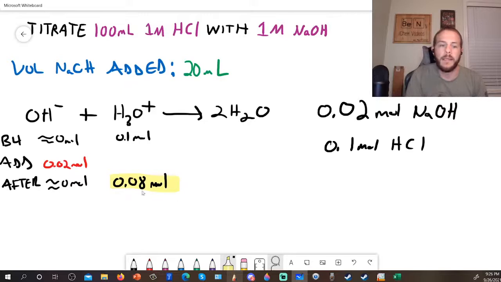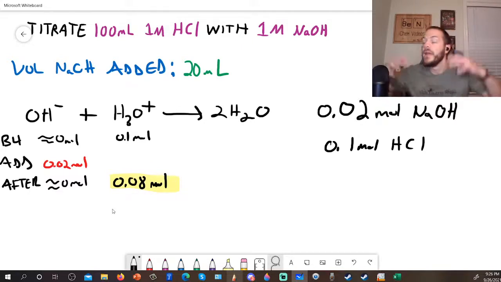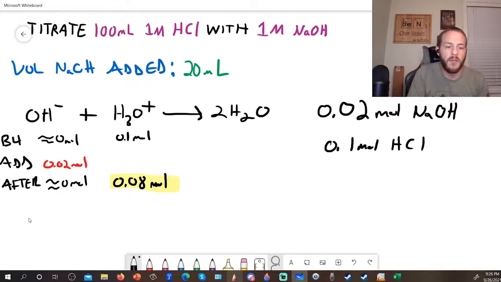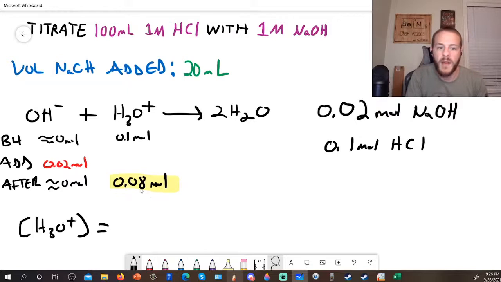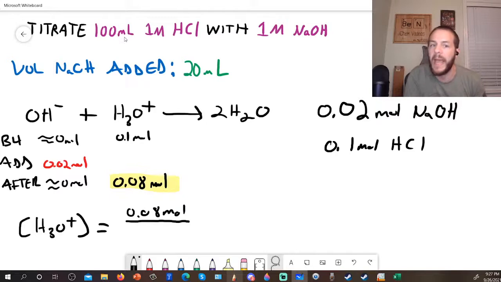Now we need to get that into a concentration. We need to convert that 0.08 moles into a concentration by dividing by the total volume, right? So we have the concentration of hydronium ion. It's going to be equal to the amount of it in moles, which is 0.08 moles, divided by the total volume. Got to be careful here because the total volume is the original 100 milliliters that we had, and also the added 20 milliliters, right? That ends up being 120 milliliters, 0.12 liters.